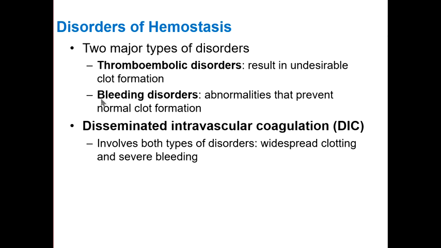And just the opposite, a bleeding disorder prevents normal clot formation, so someone could bleed uncontrollably. Someone who's unfortunate enough to have both of these conditions has DIC, disseminated intravascular coagulation, which is both widespread clotting and severe bleeding.